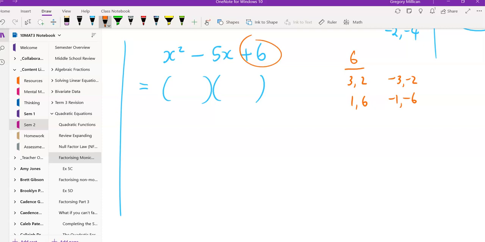So which combination, or what do I do now? How do I choose? Why do I choose those two? To get negative 5. What do I have to do with the numbers to get negative 5? Plus them, add them. Yep. So I'm going to choose negative 3 and negative 2. What are my factors then? So now complete the question. What are my two factors?